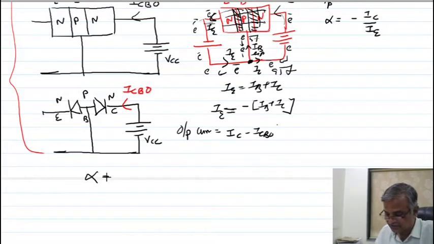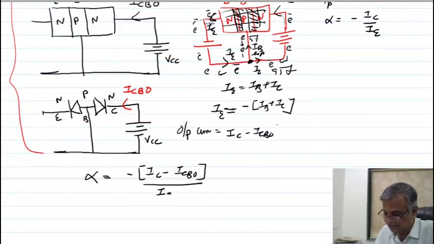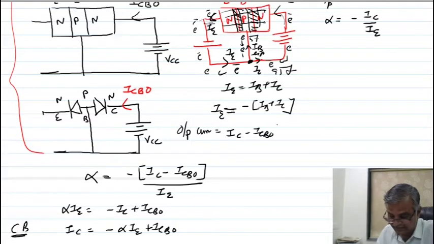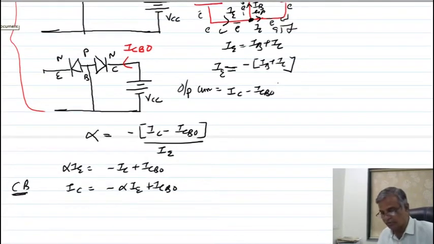As a result, current gain is given by minus IC minus ICBO upon IE. Means what is current gain? Output current upon input current. So from this you can also write alpha IE is equal to minus IC plus ICBO, or you can write the collector current is given by minus alpha IE plus ICBO. This is for common base. You are writing this equation for common base.